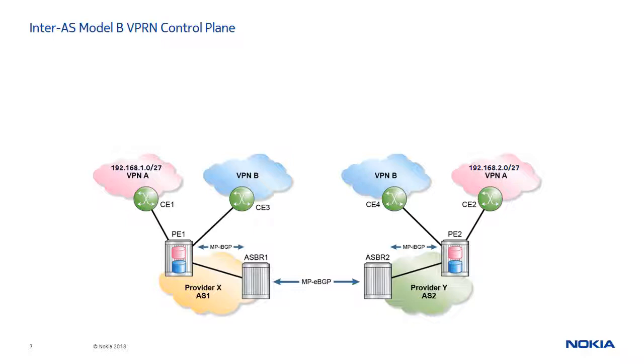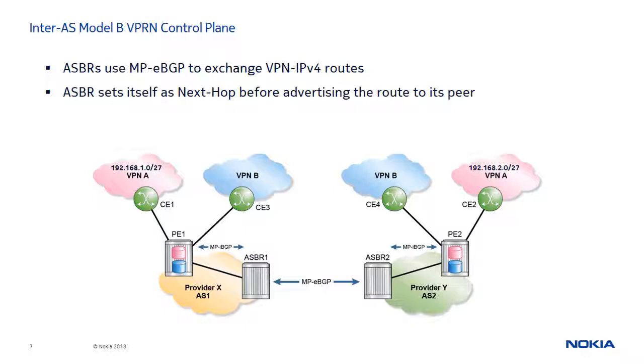As previously mentioned, the Model B approach accommodates the use of MP eBGP between ASBRs to transport VPN IPv4 prefixes. This is similar to the MP IBGP implementation used in traditional VPN networks within a single AS. The only difference is the way the next hop attribute is handled. Over an eBGP session, the ASBR sets itself as the next hop before advertising the route to its peer, and thus must also advertise a new label.